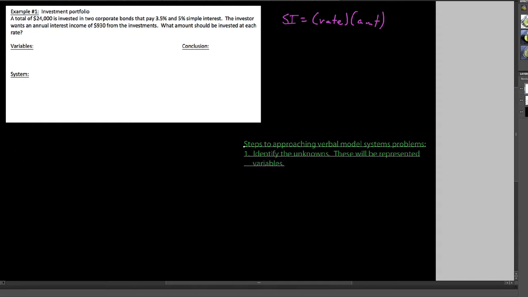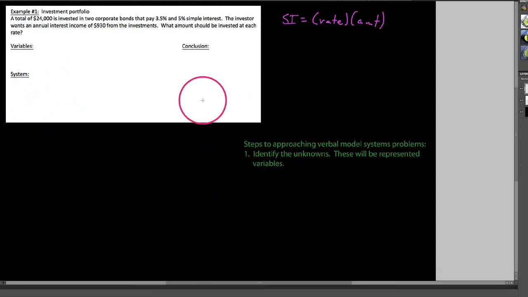In this case up here, looking at this problem, what I can tell you is that the unknowns are typically listed in the last sentence. And so it's not always the case, but when I read this it says what amount should be invested in each rate. So when we say, well, at each rate, how many rates were there? There were two rates, 3.5% and 5%. So the very first thing we're going to do here is define our variables, and this is a necessity in every single instance. So because there were two rates, I'm going to define two unknowns, x and y, and they represent the amount that I invest at each rate.